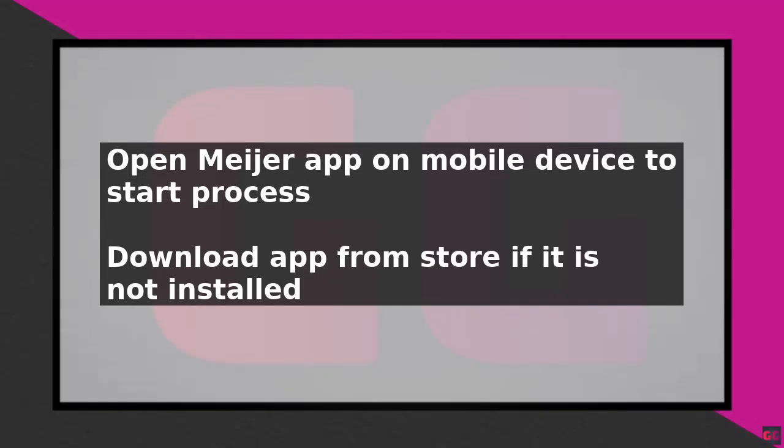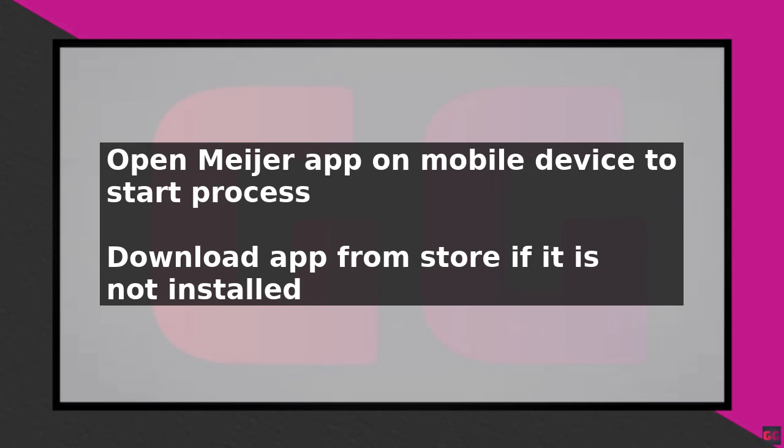To add your EBT card to the Meijer app, start by opening the app on your mobile device. If you do not have the Meijer app, download it from the App Store. Once the app is open, tap the menu icon, usually represented by 3 horizontal lines, and select the option that says Payment Methods or Payment Options.